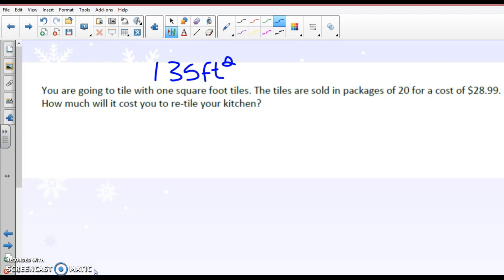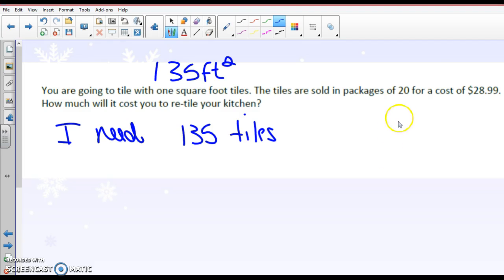Well, if we need to have 135 square feet, and our tiles are 1 square foot each. How many tiles do I need? It's not a trick question. I need 135 tiles. Does that make sense? Because they're 1 square foot each, and I've got 135 square feet, so I need 135 tiles. Okay? So I go to Home Depot, and the kind of tile that I picked out comes in boxes of 20. It comes in boxes that have 20 each.